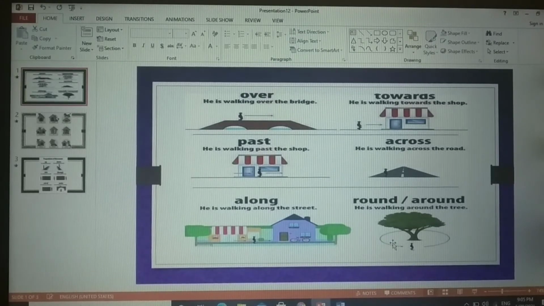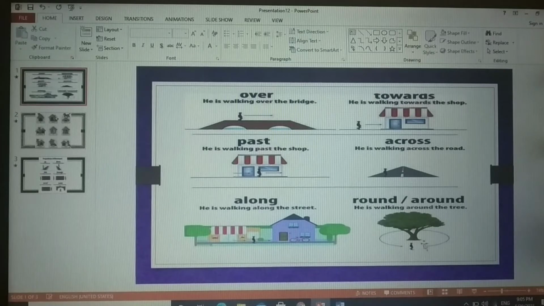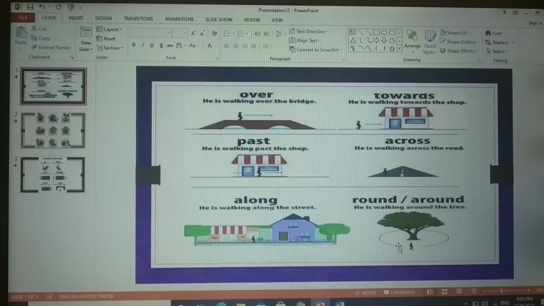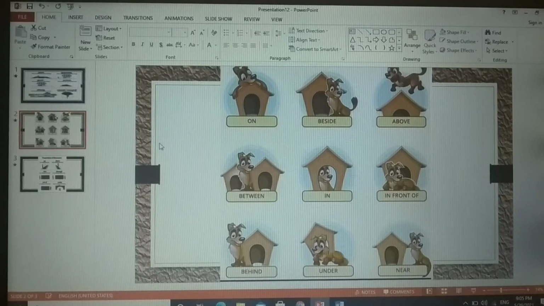And round. Round, as you see, looks like a circle. He was walking around the tree, like around. Such as a circle, we can say that this person was walking around the tree. Round and around, both of them are synonyms, and we can use both of them in the same meaning. So let's continue with the second picture.